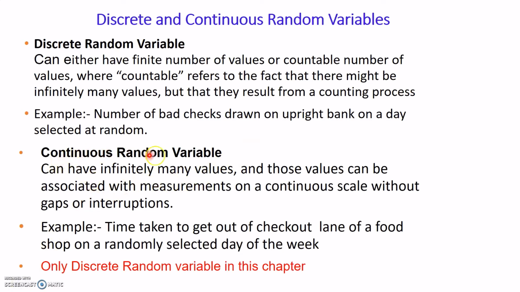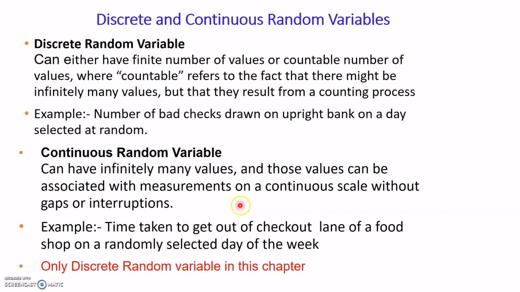So let's see now what a continuous random variable is. I hope you already know what a continuous variable is. It is a variable whose values result from a process of measurement. You get the data as a process of measurement, and they can have infinitely many possible values, and those values can be associated with measurement on a continuous scale without gap or interruption. For example, the time taken to get out of the checkout lane of a food shop on a randomly selected day of the week. You don't know how much time it will take to get out of the checkout lane. But what you know is that it will be a number, and that number will be purely determined by chance. So this is an example of a continuous random variable.